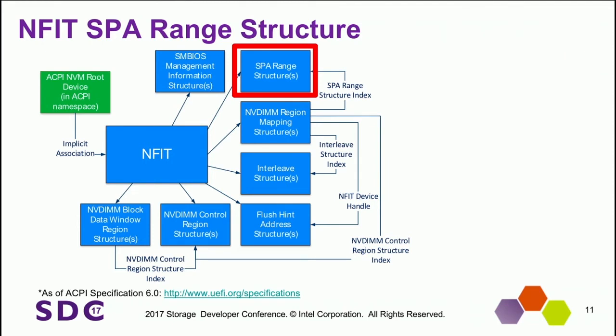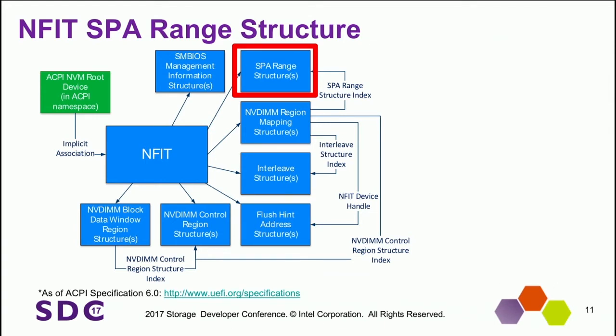So next we look to the system physical address range structure, or SPA range structure, which allows us to enumerate the logical mapped memory associated with an NVDIMM. The SPA range structure is again index linked to the region mapping structure. The difference between the two is that the SPA range structure could be from multiple DIMMs, whereas the NVDIMM region mapping structure is for a single NVDIMM. So you could have one SPA range structure associated to many NVDIMM region mapping structures if the capacity was interleaved.